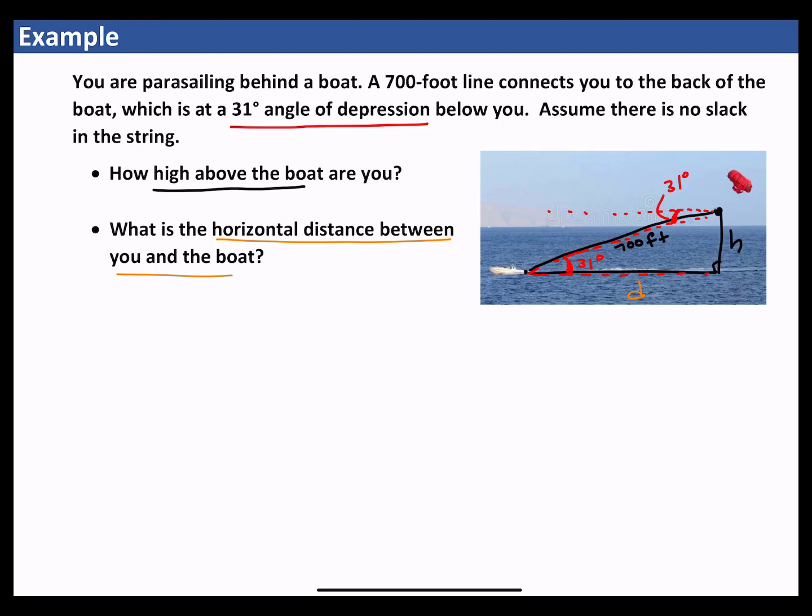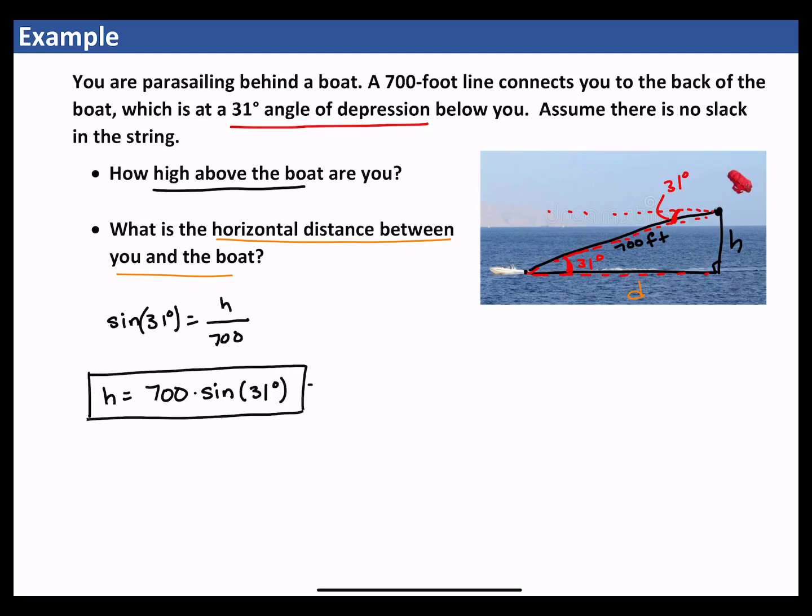Okay. So we noticed that the side representing your height above the boat is opposite the 31-degree angle, so we're going to use the sine function. The sine of 31 degrees equals the opposite side, which we called h, divided by the hypotenuse, which is 700. If we multiply both sides by 700, then h, your height above the boat, equals 700 times the sine of 31 degrees. This is your exact answer, and it would be measured in feet.